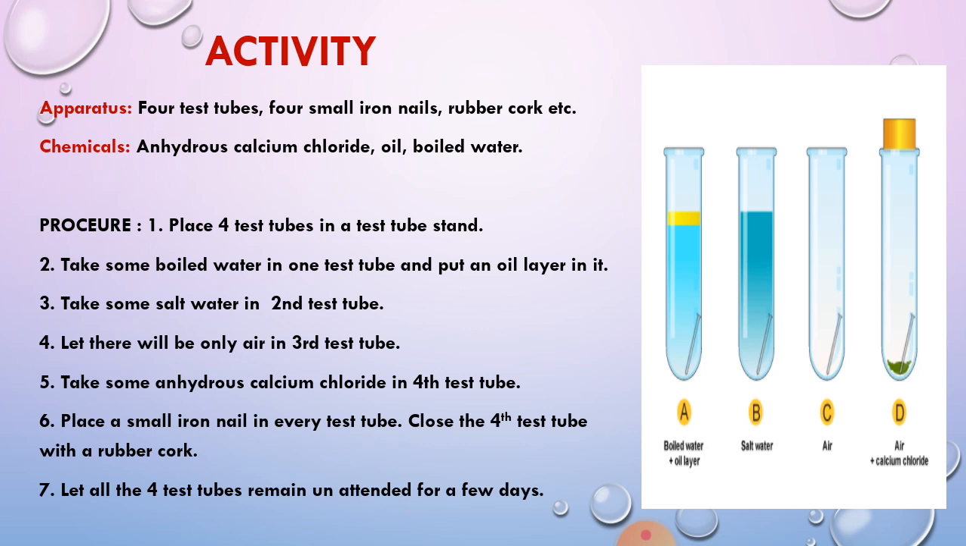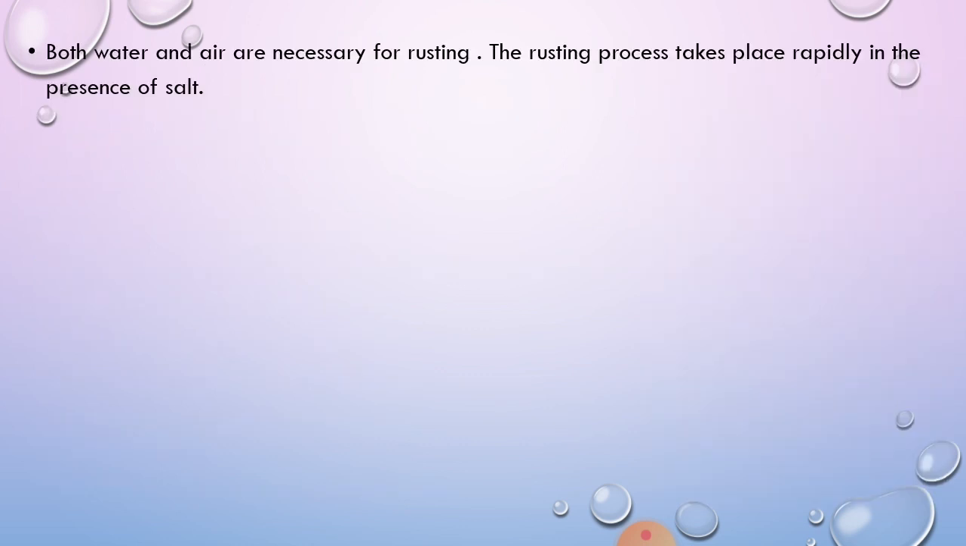Then what we will see is that the iron nail gets rusted in the second and third test tubes. What is there in the second test tube? Salt water. And what is there in the third test tube? Air. So the iron nail gets damaged in the second and third test tubes. So both water and air are necessary for rusting. The rusting process takes place rapidly in the presence of salt. Yes, salt is there in the second test tube, that's why it rusts.